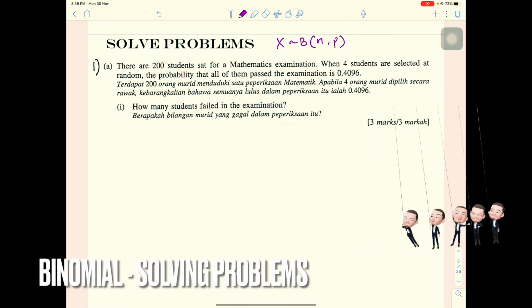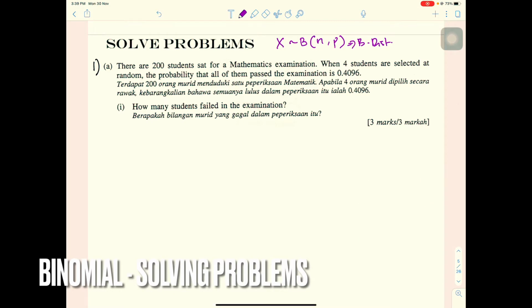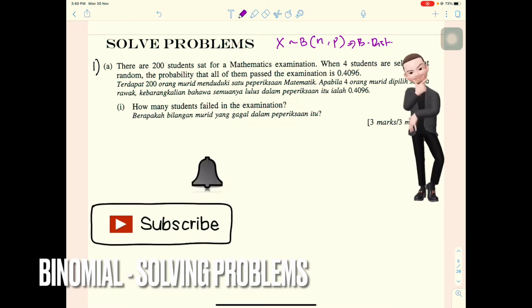Okay, so this is the parameter and notation for binomial distribution. Right, so let's straight continue and focus on example question number 1.